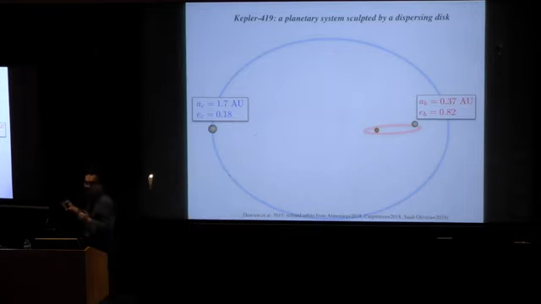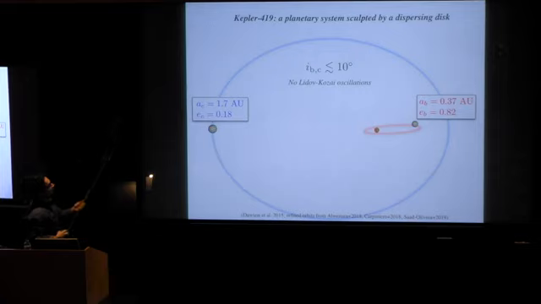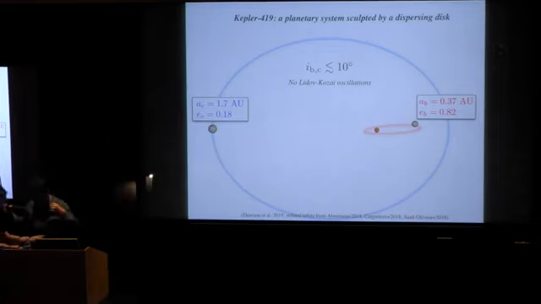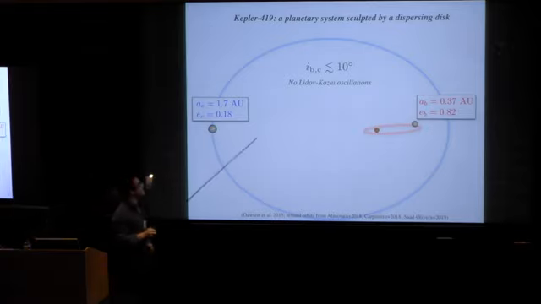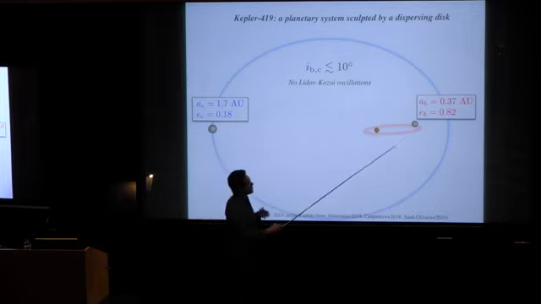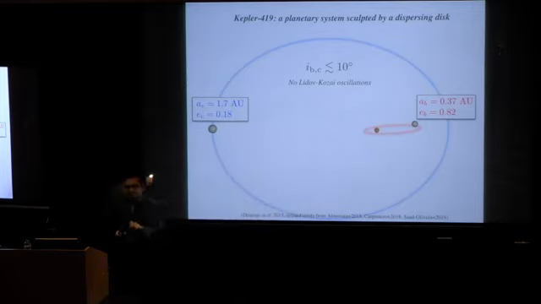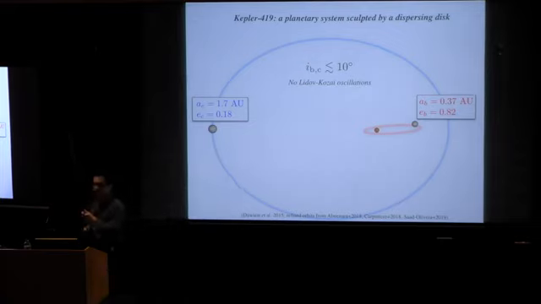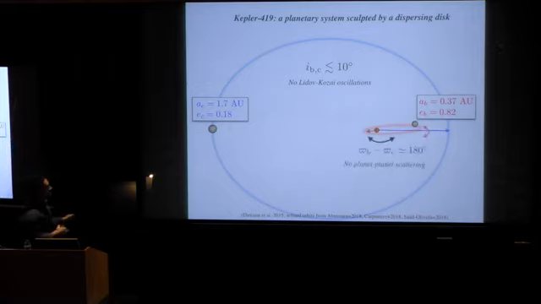OK, we know many eccentric planets. That's right. But given that inclinations tend to be small, some processes that are normally invoked to explain high eccentricities, like Lidov-Kozai oscillations, don't really operate here. OK, so that's one piece of evidence that something intriguing may be happening.